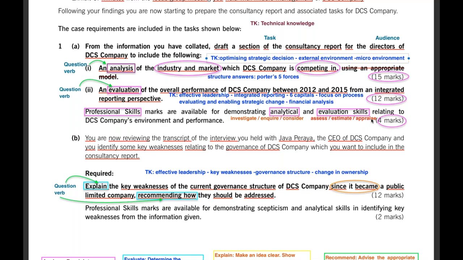Why am I not focusing so much on PESTEL? Yes, PESTEL can be the source for this external environment. But this particular question is focusing specifically on industry and market, so this is your micro environment. And to analyze your micro environment, we want to pay attention to the five forces.